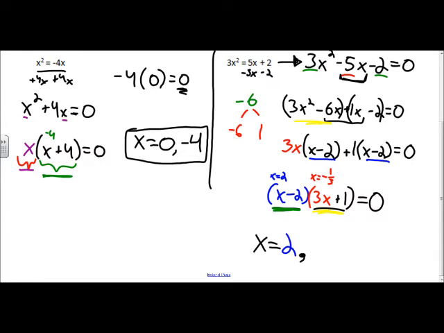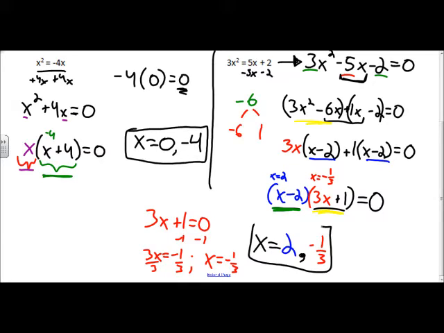Just to quickly show you why that is, 3x plus 1 equals 0. That's what we're looking for. Subtract 1 from each side. We have 3x equals negative 1. Divide by 3, and we're left with x equals negative 1/3. So in one case, we'd have x equaling 2 as one solution, and the other solution is where x equals negative 1/3.